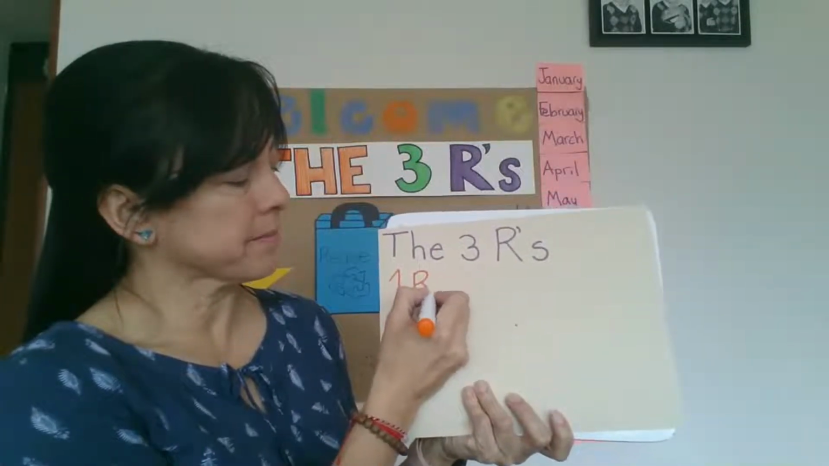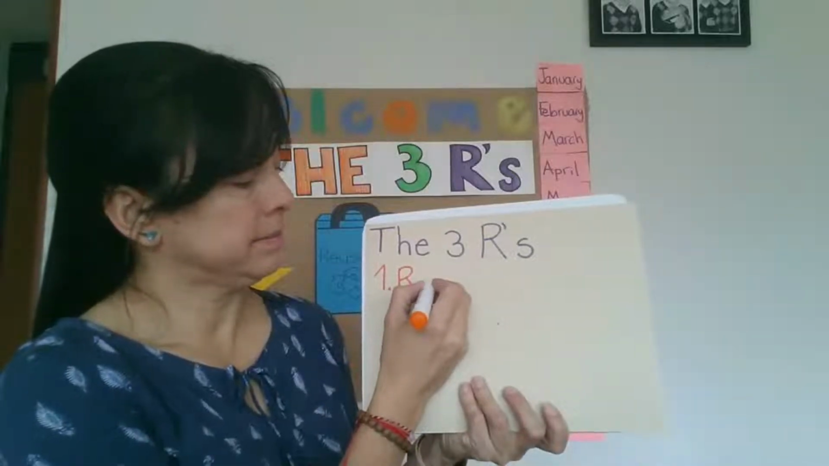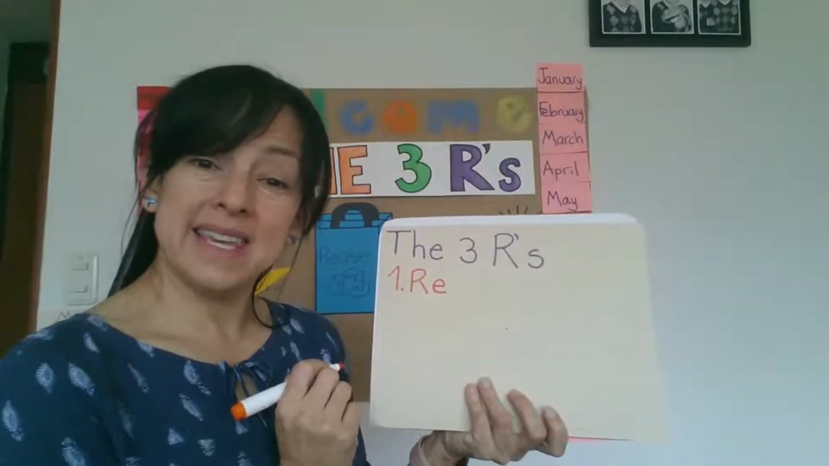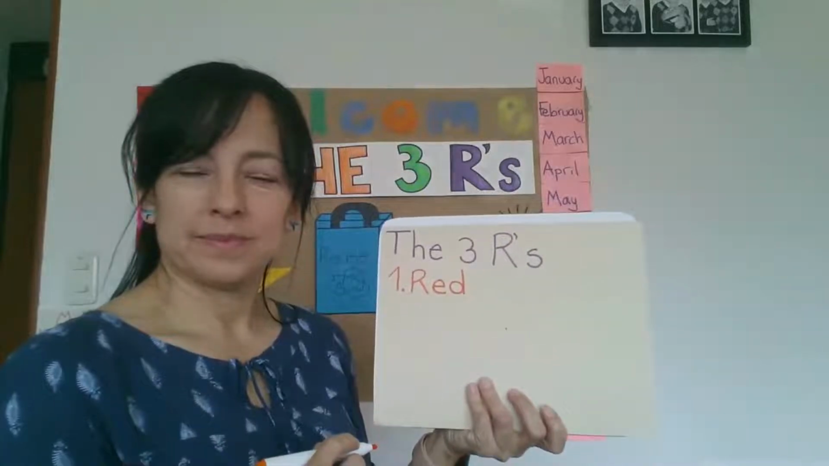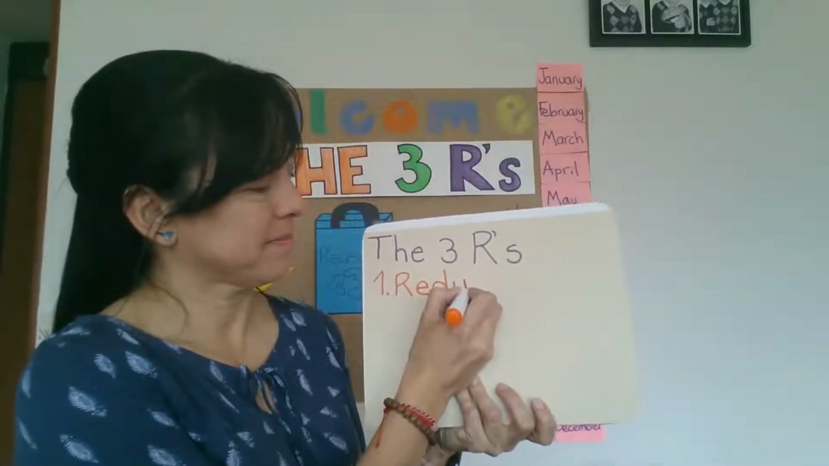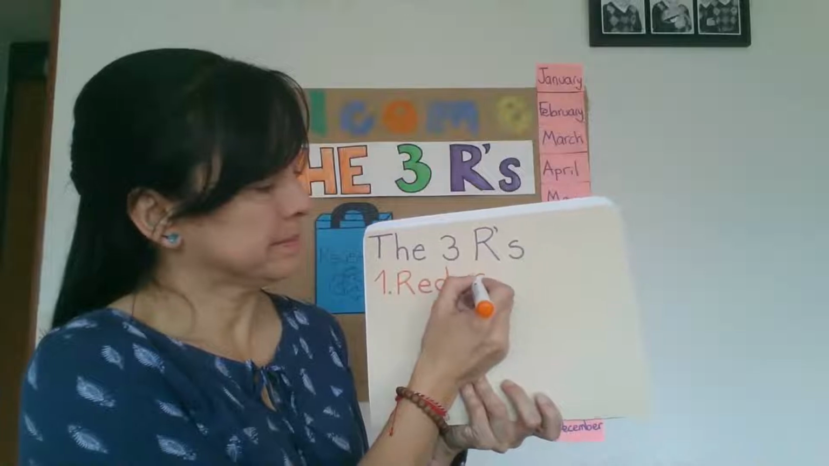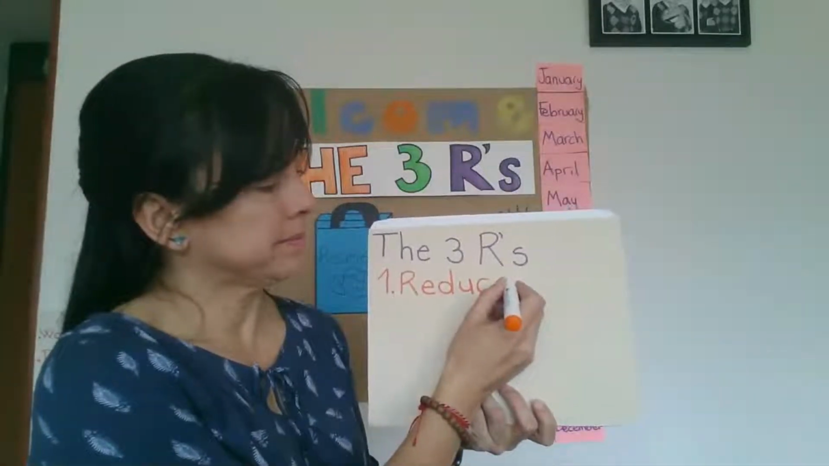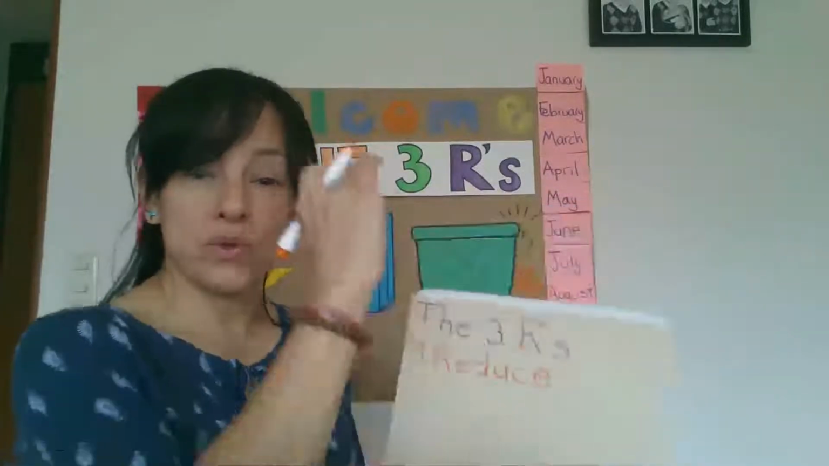So let's write letter R, capital letter R, letter E, letter D, letter U, letter C, and finally letter E. Reduce, reduce, reduce.